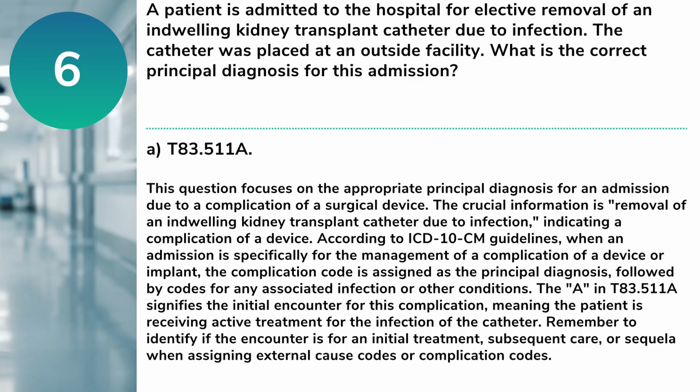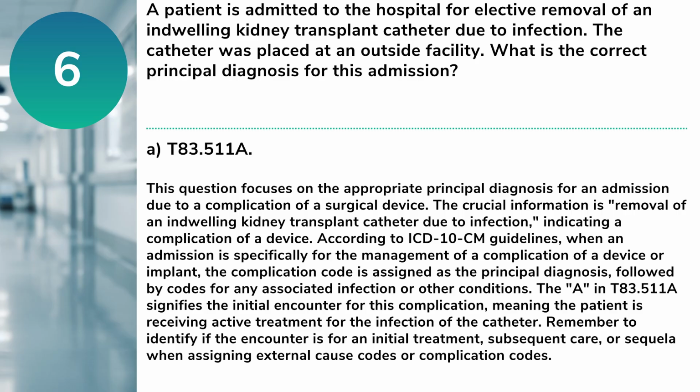Answer: A. T83.511A. This question focuses on the appropriate principal diagnosis for an admission due to a complication of a surgical device. The crucial information is removal of an indwelling kidney transplant catheter due to infection, indicating a complication of a device. According to ICD-10-CM guidelines, when an admission is specifically for the management of a complication of a device or implant, the complication code is assigned as the principal diagnosis, followed by codes for any associated infection or other conditions.